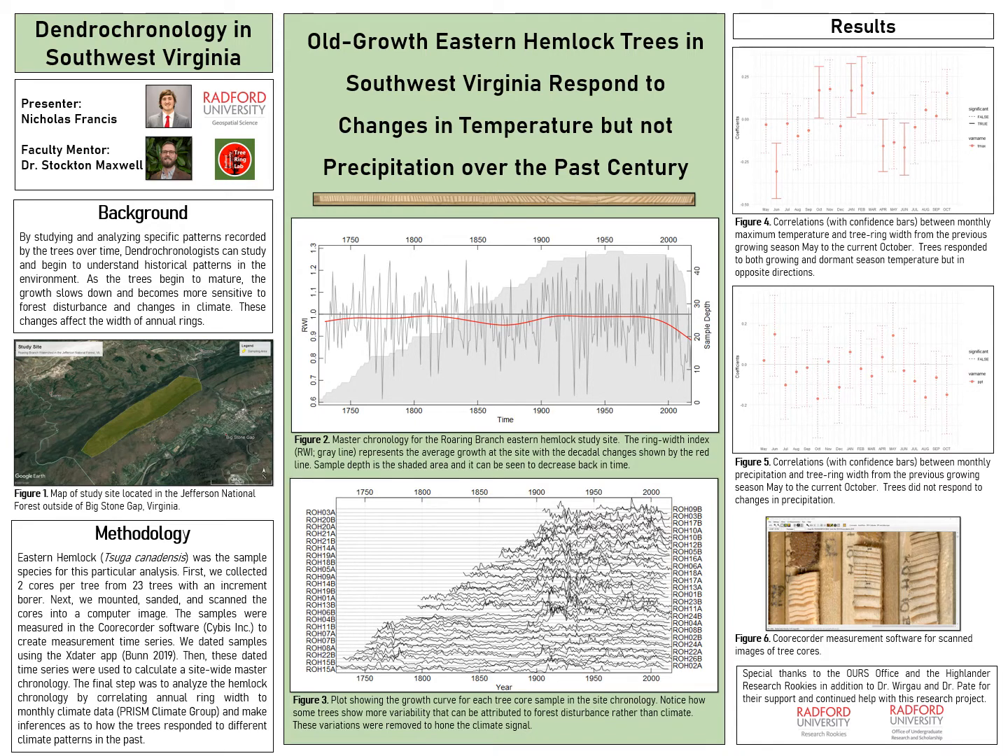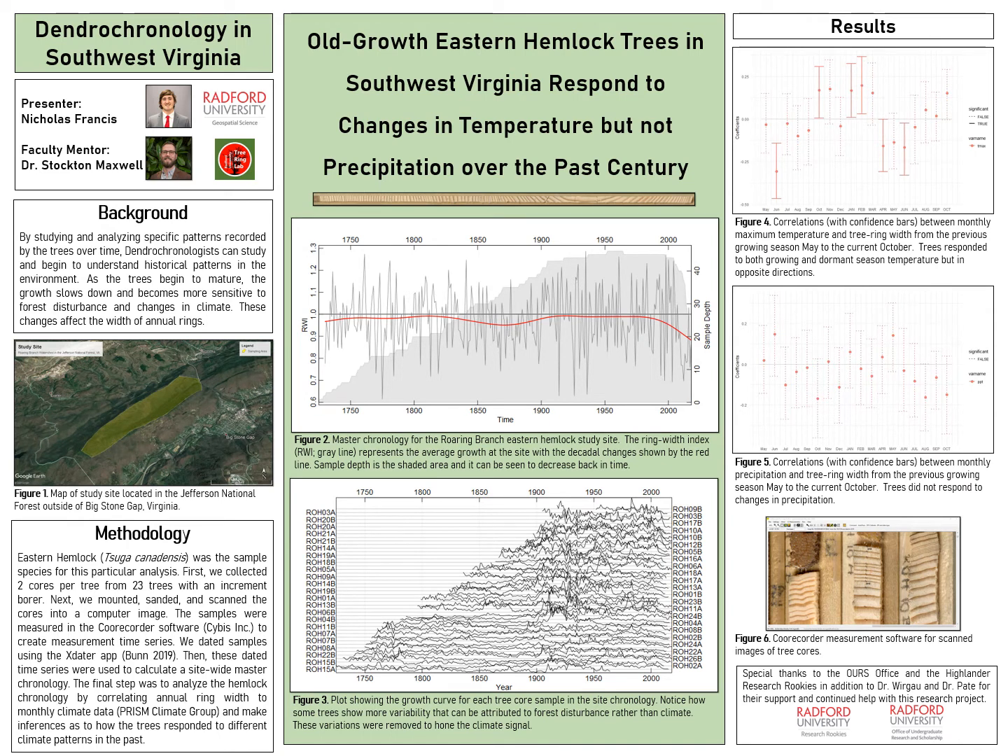As trees begin to mature, the growth slows down and becomes more sensitive to forest disturbance and changes in climate. You see, when a tree is young, it does everything in its power to get established, so it grows as fast as possible, and it doesn't really respond as much to changes. But as it matures and gets older, it becomes more sensitive to these changes, and these are affected and shown in the width of the annual growth rings.